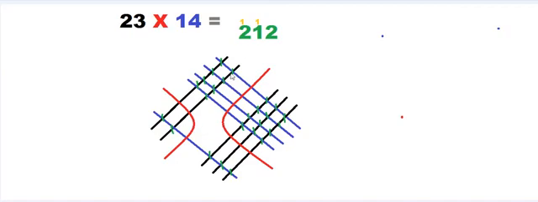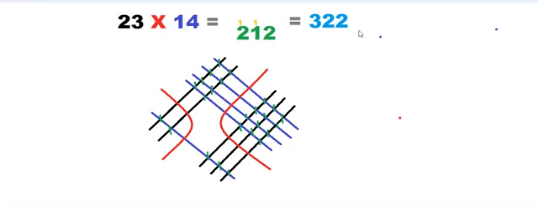In the second region we have 4, 8, 9, 10, 11. 11 points. So we write 1 here and carry 1 to the next digit. And in the third region we have 2 intersection points. So we write 2 here, and then we write the final answer by adding these carries, which is 322. Okay, I think this method is clear to you.